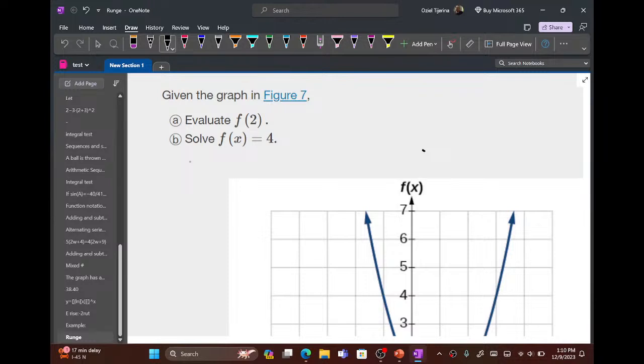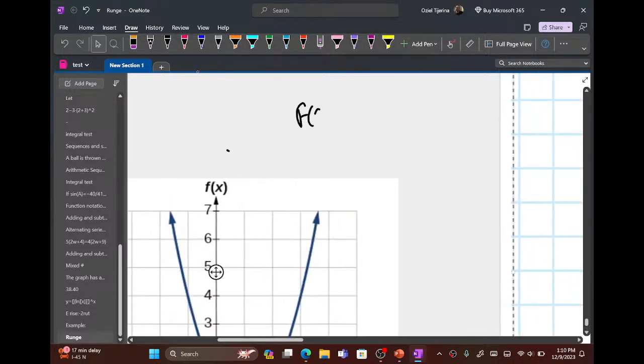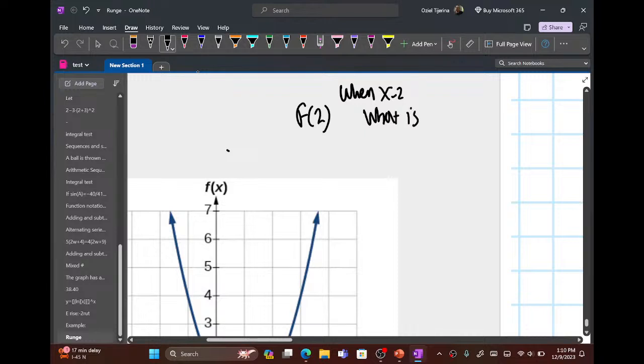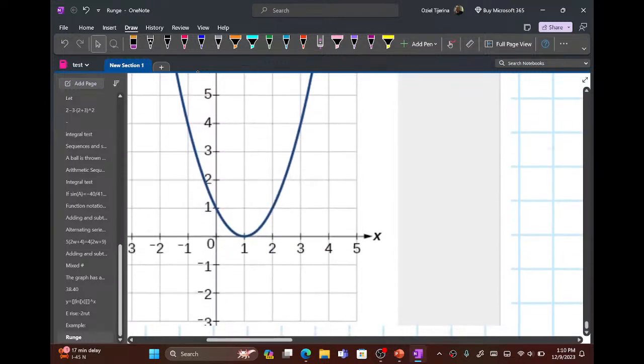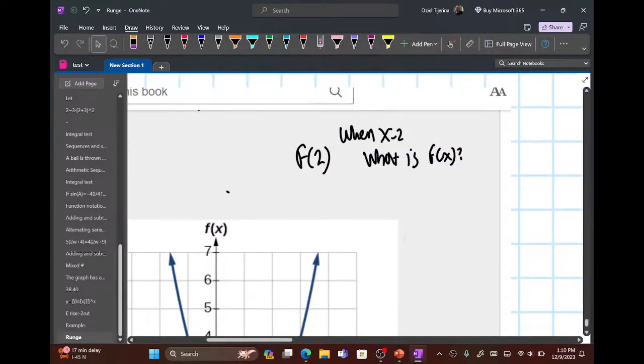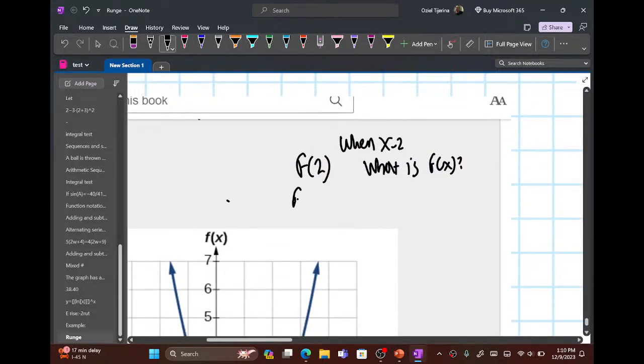For this first part, evaluate f of 2. So I'm going to do this separately here. We want to know when x equals 2, what is f of x? Now graphically, you're going to go to the x-axis. So we know that x is 2, right? We're going to go here. So when x is 2, what is this going to be? We know that that's the point (2, 1). So f of 2 is 1. That is all we have to do.